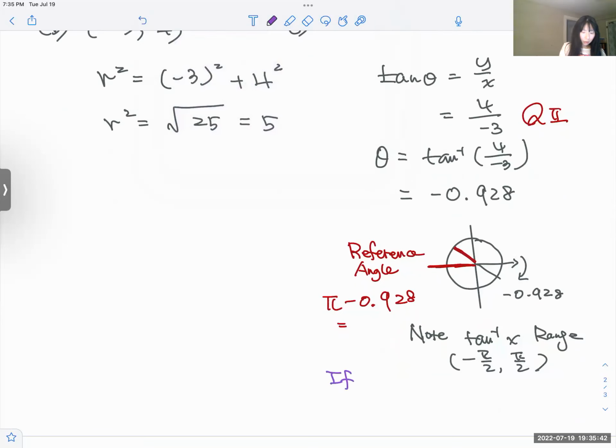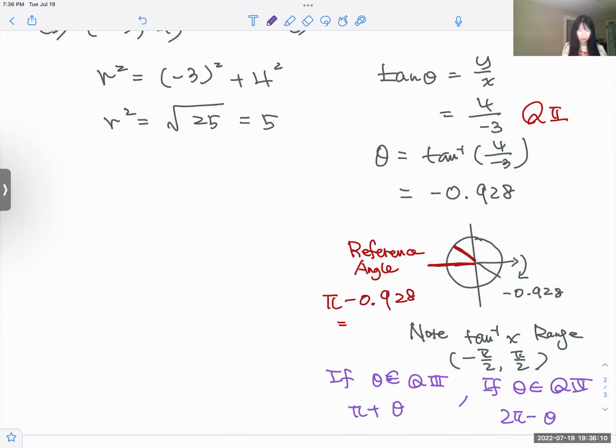If the angle is in quadrant 3, then we say pi plus that angle. If the angle is in quadrant 4, we use 2 pi minus that angle. That is the reference angle we are looking at. Okay, pi minus 0.928, you got 2.21.